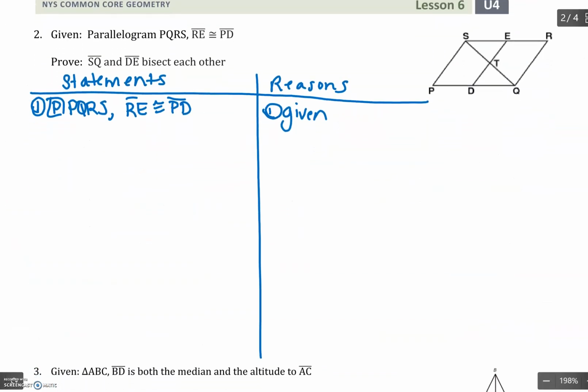Number 2, we have another quadrilateral. We have a parallelogram, and we know that RE is congruent to PD. We need to prove SQ and DE bisect each other.